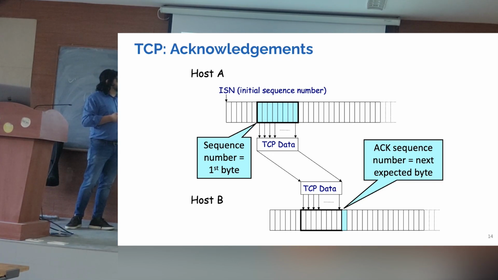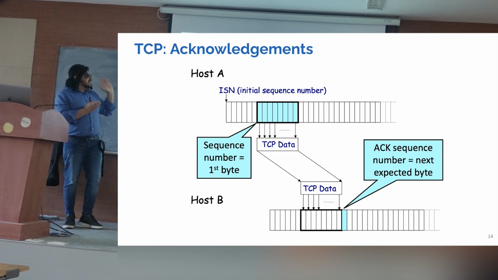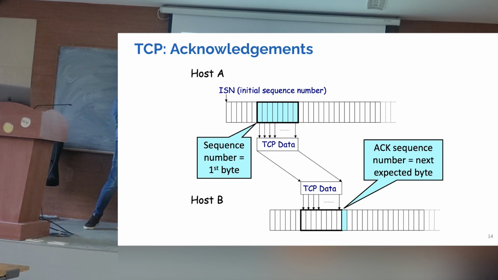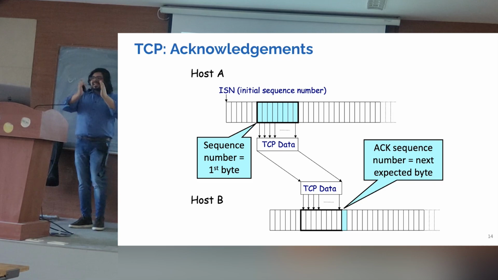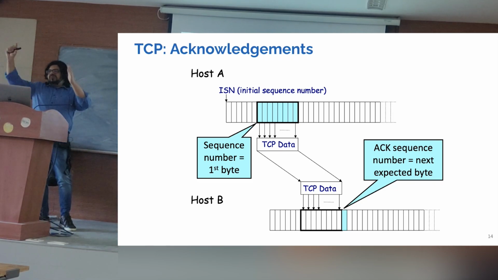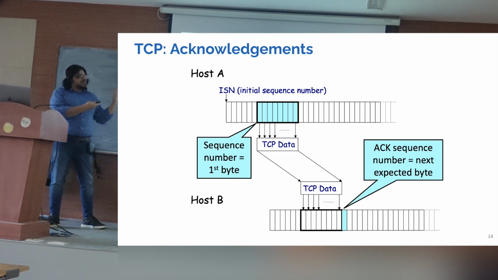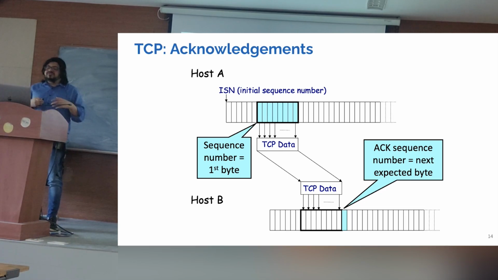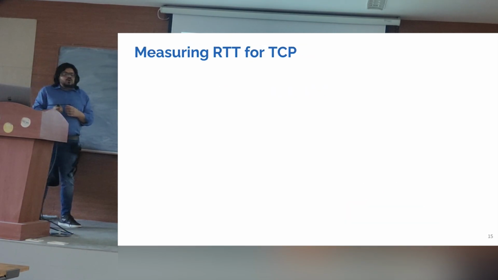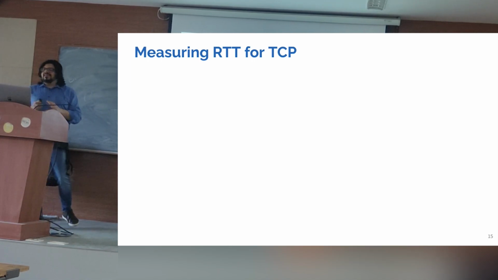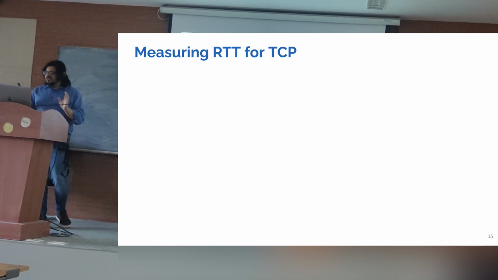So host B acknowledges a TCP segment that was received by calculating the next sequence number, which is the sequence number of the first byte plus the length of the packet. So that would be the sequence number of the last byte, and that gives it the acknowledgement number. It sends that back to host A, and that's how host A knows that the entire segment was received at the other end. So that was a very quick overview of how TCP does things. There are a lot of other things to TCP, so feel free to ask me later.